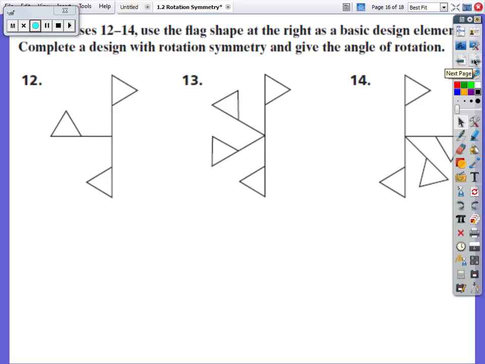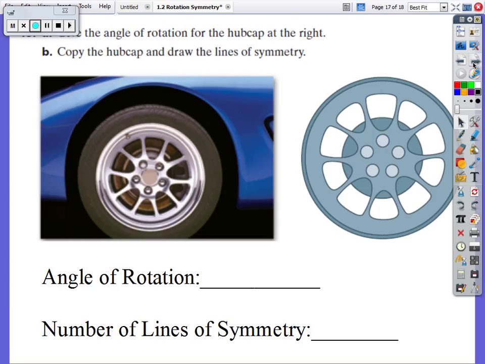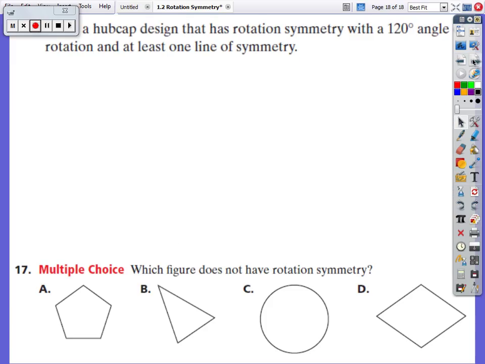For 12 through 14, you're using this design that they have. They've basically given you half of the design, and what you have to do is figure out what the other half of the design is going to look like, and then tell the angle of rotation for that design. For 15, if you just want to trace this and draw the lines of symmetry on it, then find the angle of rotation and the number of lines of symmetry for that one, that would be good. 16, like I said, is optional. You can do it if you want, you don't have to, and then 17 is basically just a multiple choice.